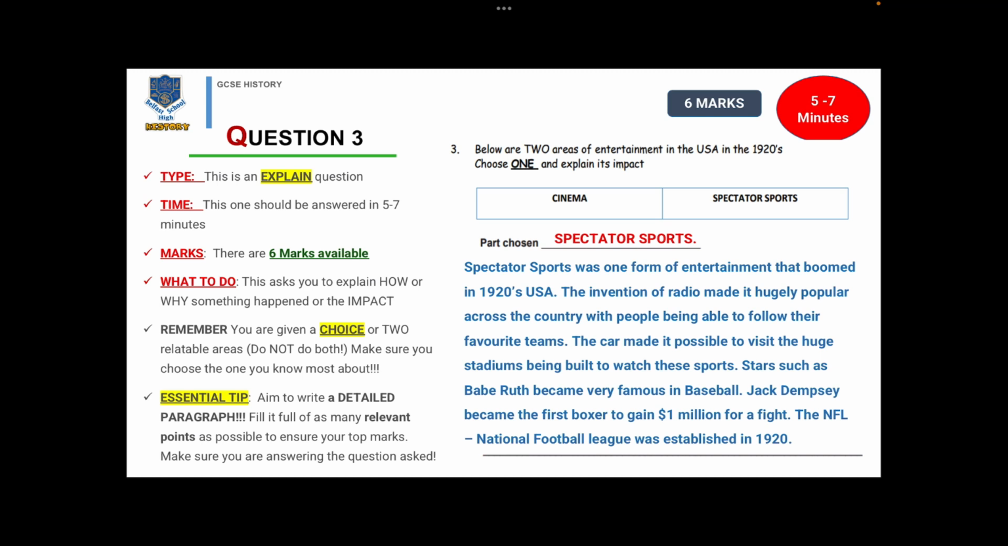Stars such as Babe Ruth became very famous in baseball. Jack Dempsey became the first boxer to gain $1 million for a fight. The NFL, the National Football League, was established in 1920. Again, I've got all my key 6 points here that I would need. Okay, so hopefully this explanation question comes across well. You're sort of counting your factual nuggets as you go through.